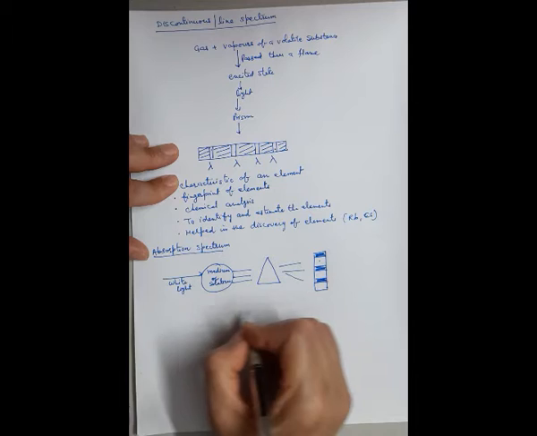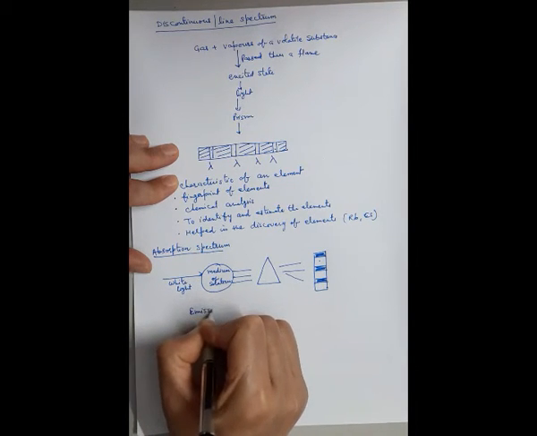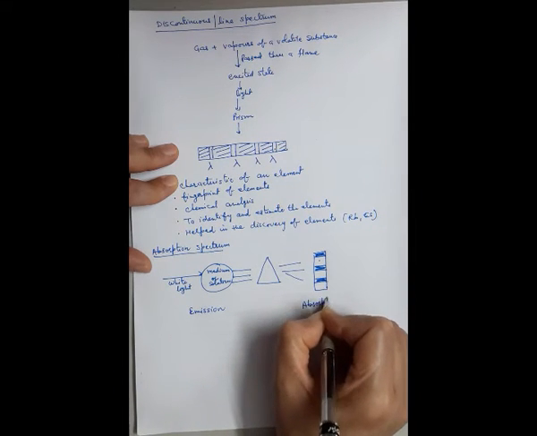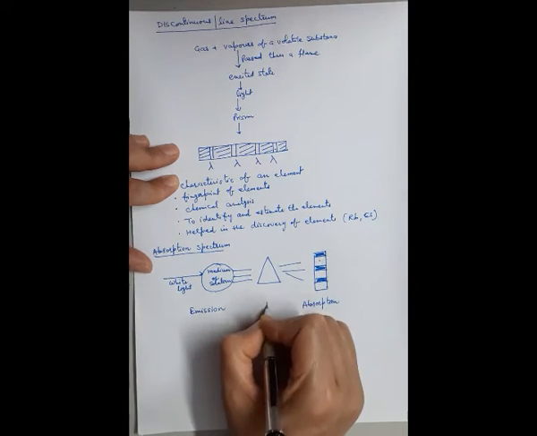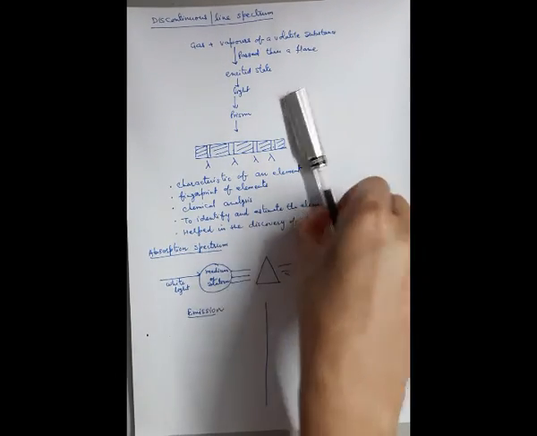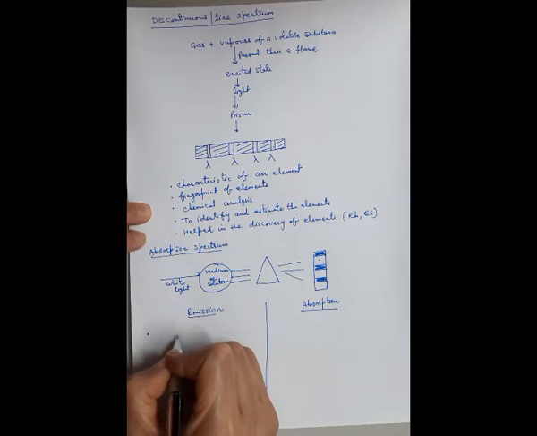Can you write down the distinguishing points between emission and absorption spectrum? Children, you may note down the points. Children, you may write down: in emission spectrum, it is obtained when radiation from the source is directly passed through the prism.